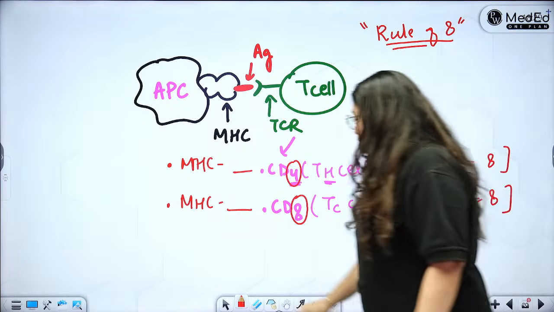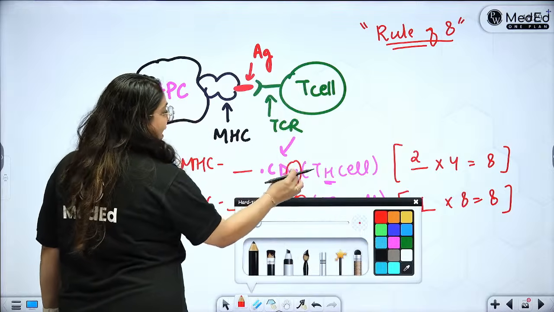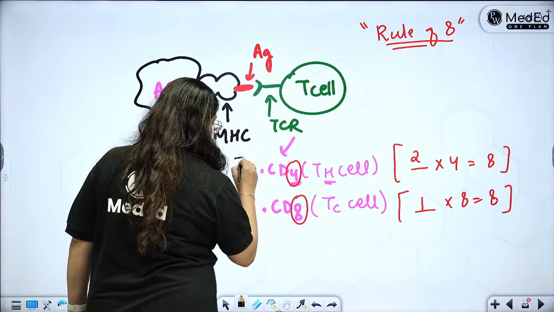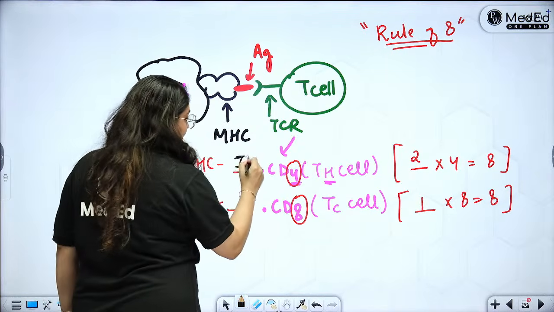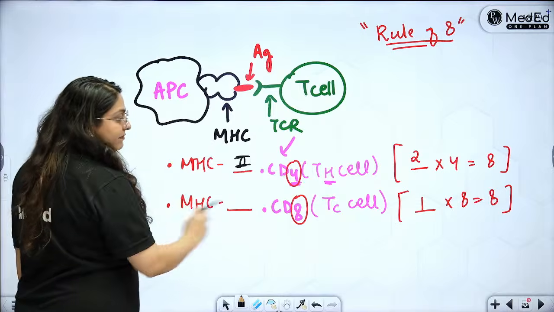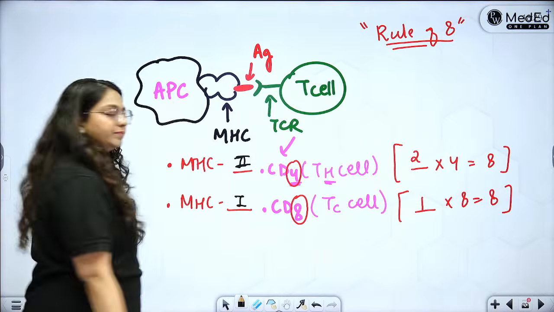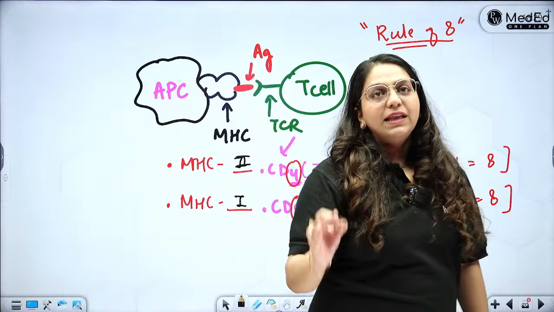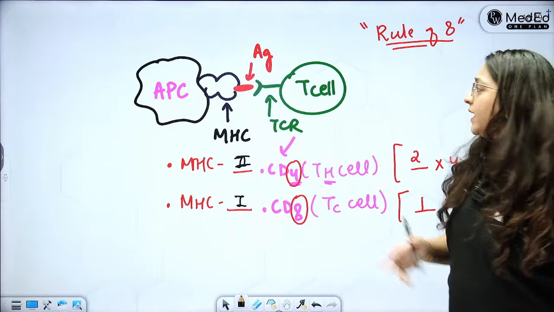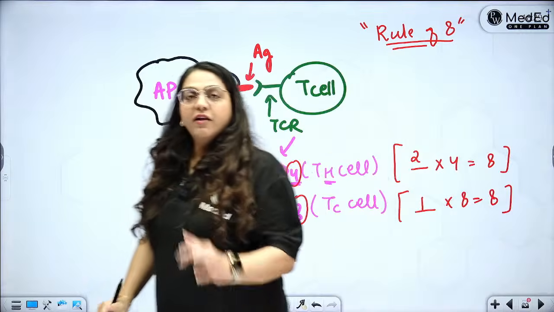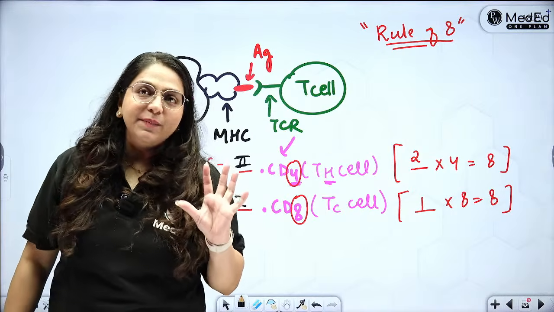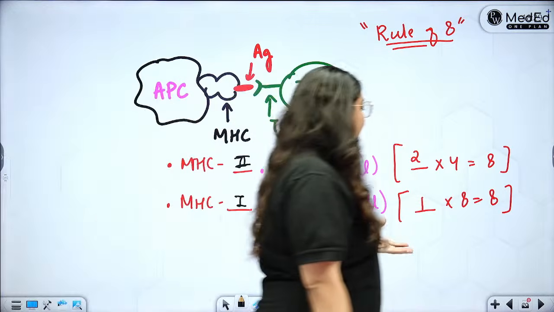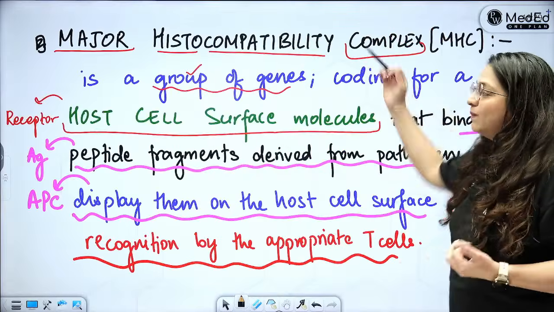So don't you think the MHC which binds to CD4 is MHC2, and the MHC which binds to CD8 is MHC1? How many times have we done this? That is exactly what the definition is telling me. This diagram I have made before when I read T cell activation in the cell-mediated immunity. The same diagram I am making again to explain what major histocompatibility complexes are.